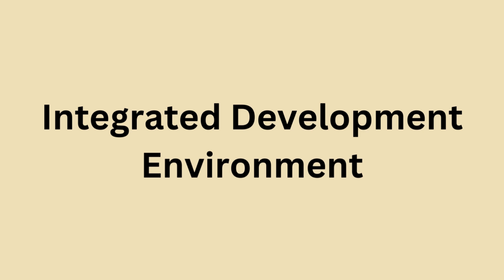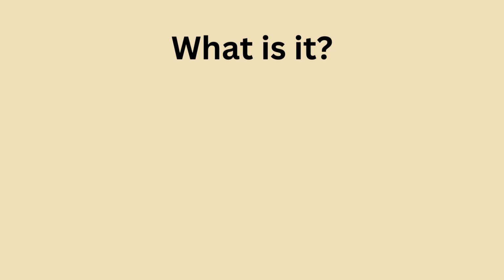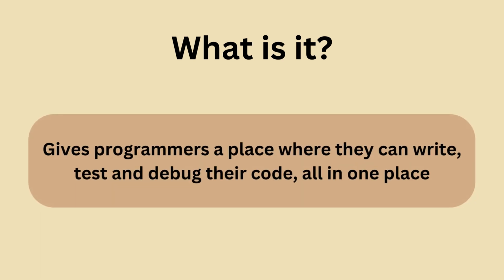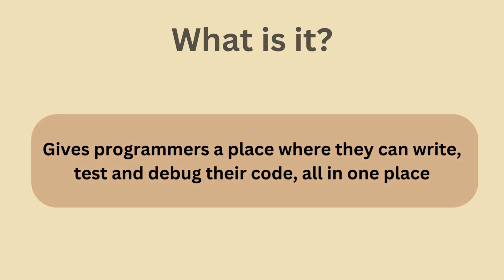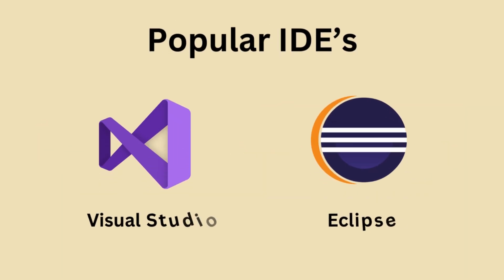And this is just one feature that an IDE, or Integrated Development Environment, has, and why so many programmers use it. An IDE is a piece of software which is used by both professionals and programmers who are just starting out, and it provides them a place where they can write, test, and debug their code all in one place. Some popular examples are Visual Studio and Eclipse.